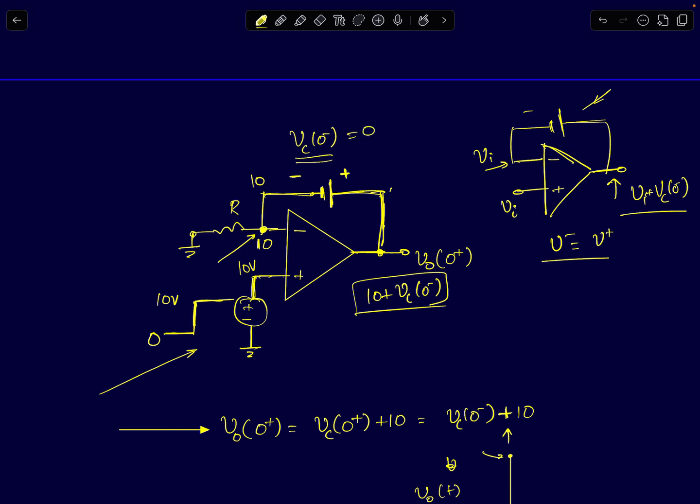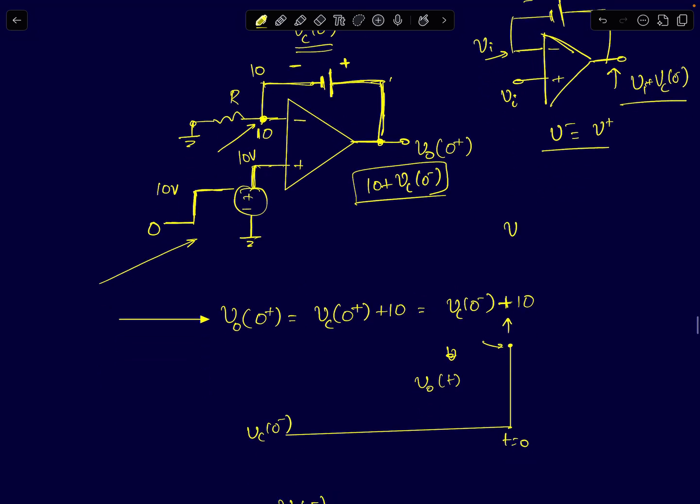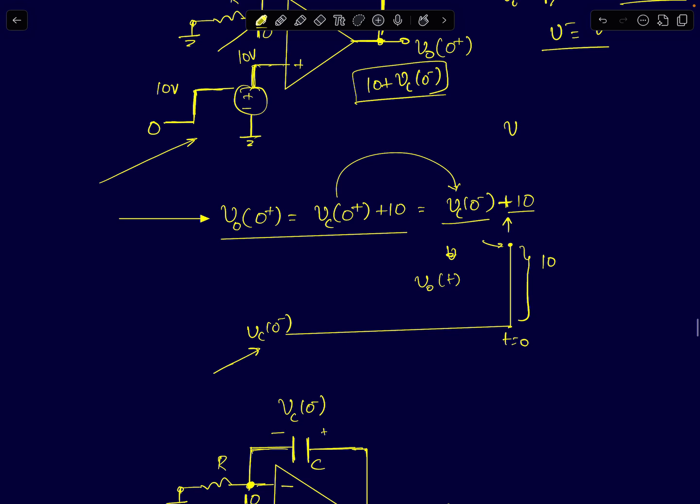If the initial voltage across the cap is 0, then this node will also come to exactly 10 volts. So now we know the output node voltage at the exact transient event, which is the exact event when the step input happens. At t equal to 0 plus, your V naught of 0 plus is going to be Vc of 0 plus plus 10, and since Vc of 0 plus is Vc of 0 minus, the capacitor voltage has not changed instantaneously, it will be Vc of 0 minus plus 10. So your output voltage started off at Vc 0 minus, and then it will jump by 10 volts. And if you plot the node voltage Vx, it was initially 0 volts, then suddenly it jumped by 10 volts when the step input arrived.